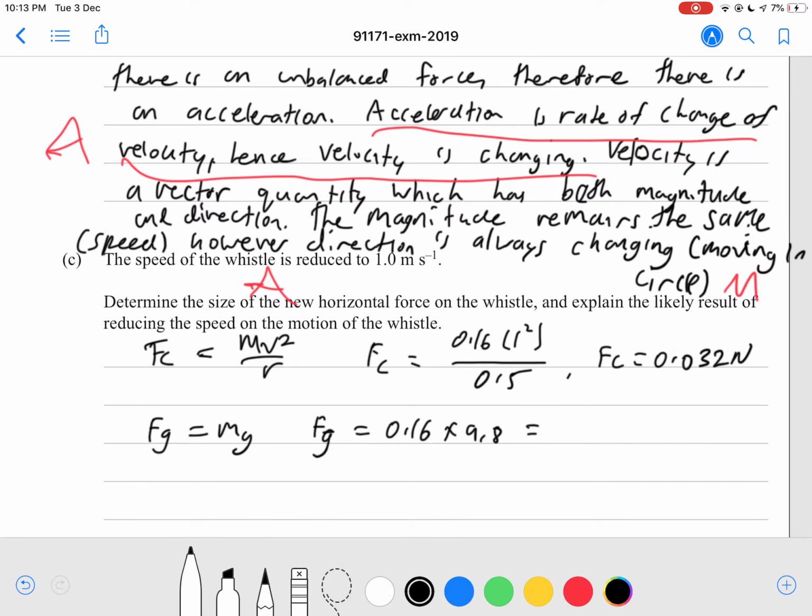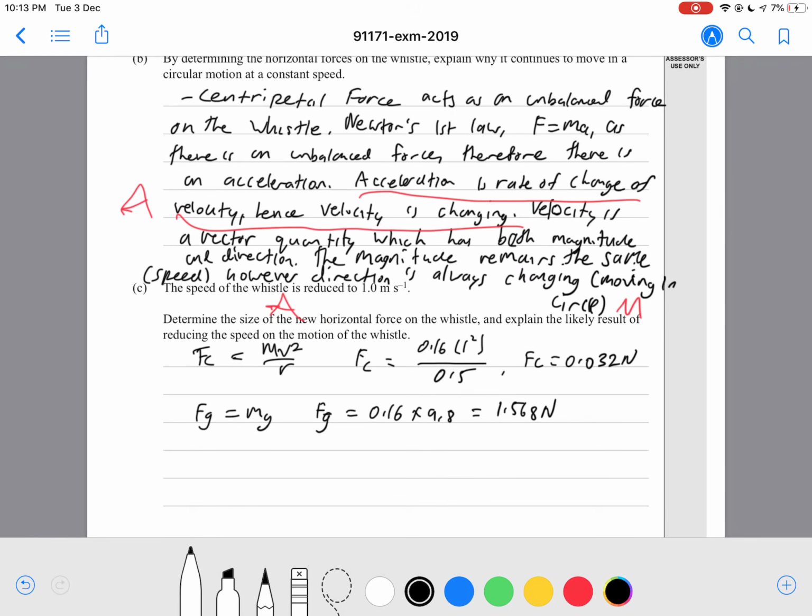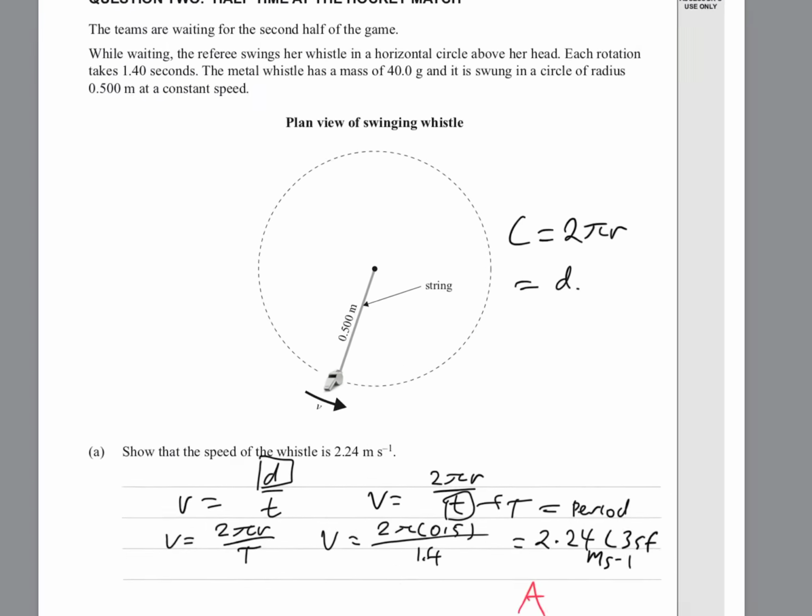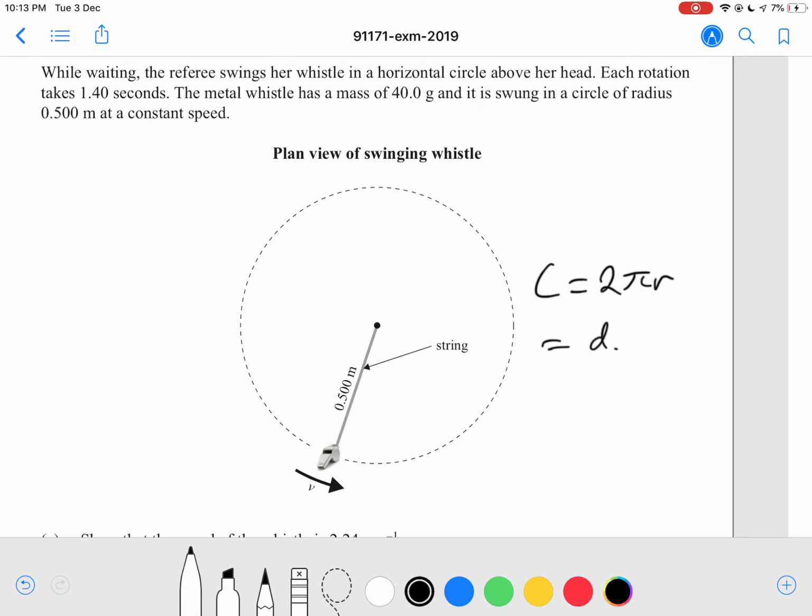And that actually equals 1.568 newtons. So note that this 1.568 newtons is almost five times bigger than our F of C. If we go back to our diagram, our F of C is actually our tension force on the string. So that's this tension force here.